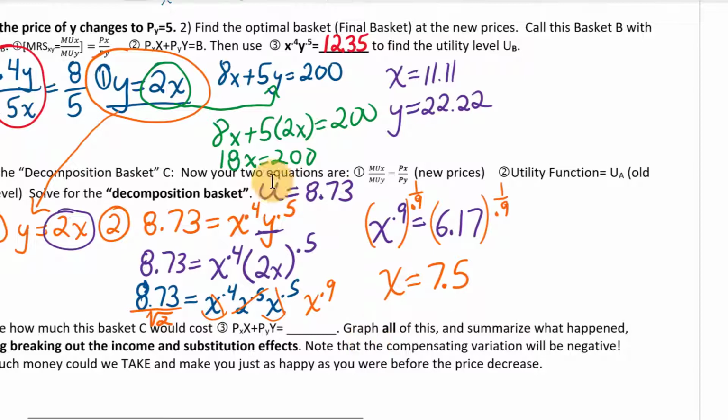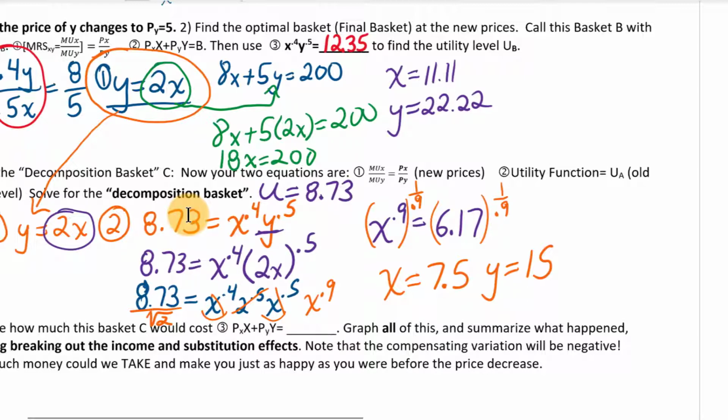Then we go back to our equation number 1 that tells us that the amount of y we're going to buy is 2 times the number of x's, and so y is going to be 15. And now if we just wanted to double check our answer, we could plug the 7.5 and the 15 back into our utility function to make sure that we're getting 8.73 utils. If we haven't made any mistakes, then this is guaranteed.